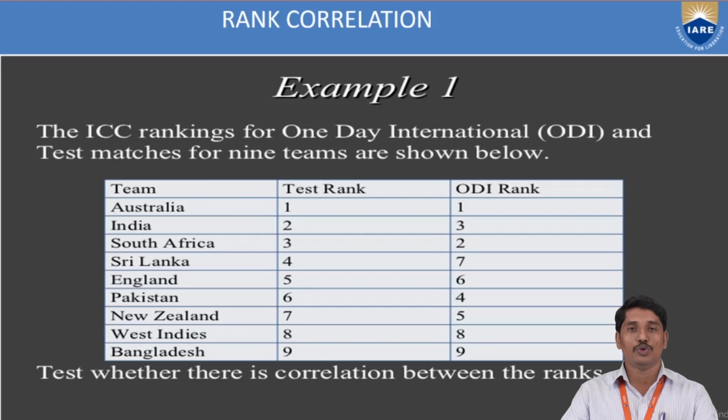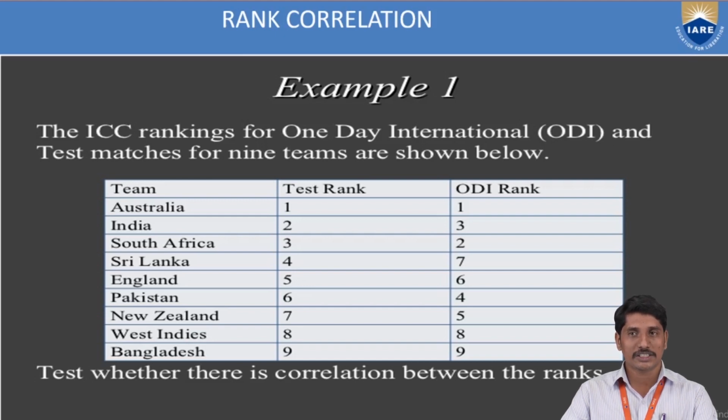Here we are given two sets of data, that is the Test ranks of 9 teams and the ODI ranks of the same 9 teams. That means we are given a table which involves two columns, namely the Test rankings of 9 teams and the ODI, one-day, rankings of 9 teams. The order of the teams is as follows: Australia, India, South Africa, Sri Lanka, England, Pakistan, New Zealand, West Indies, and Bangladesh. And the Test rank of Australia is 1, and Australia's ODI rank is also 1.